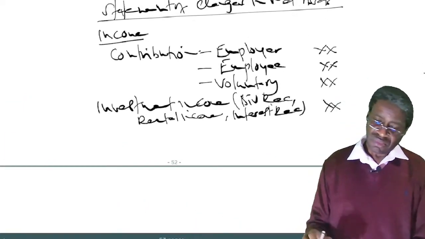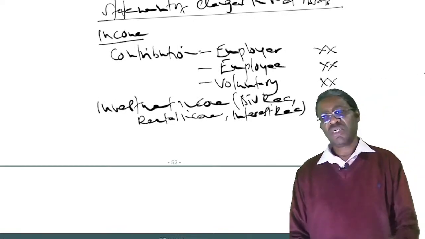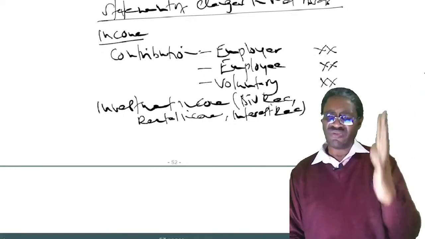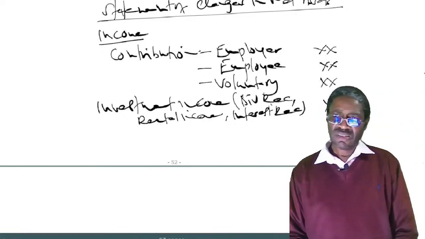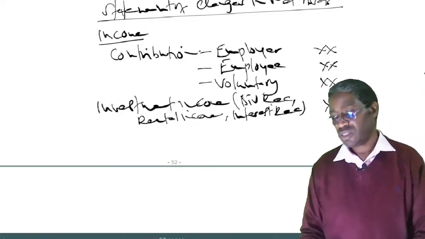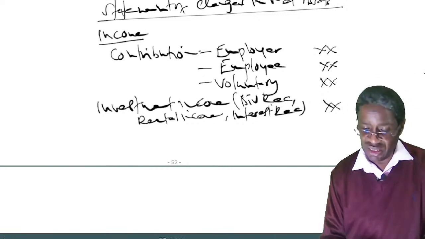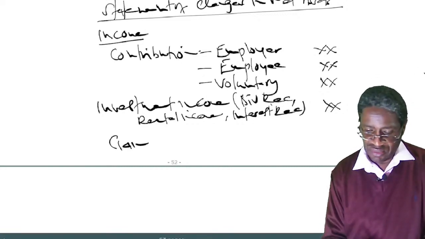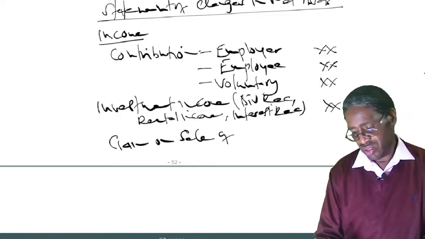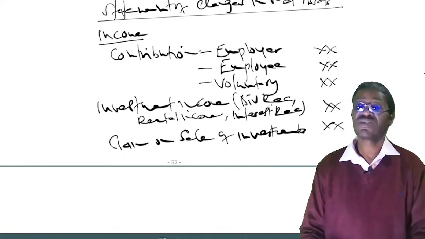Another one. As a funding agent or as a fund, you may have decided to sell some of your investments. Maybe you sold some of your shares, or you sold a building, and so on. And in the process, you made a gain. Gain on sale of investments. Whatever it is, that's what we are saying.